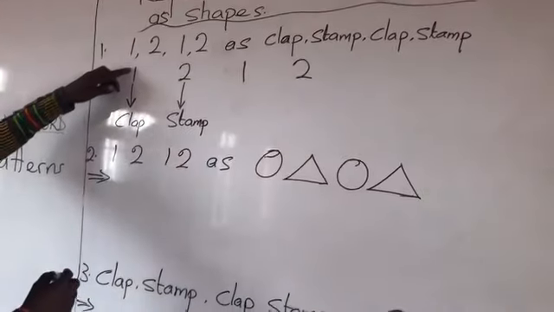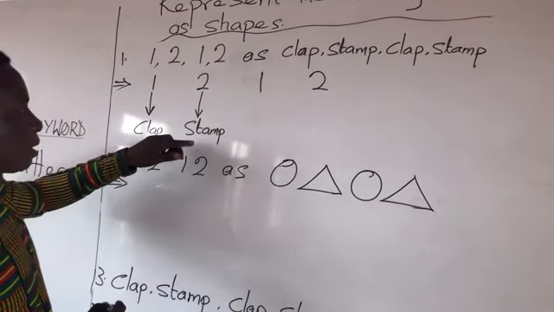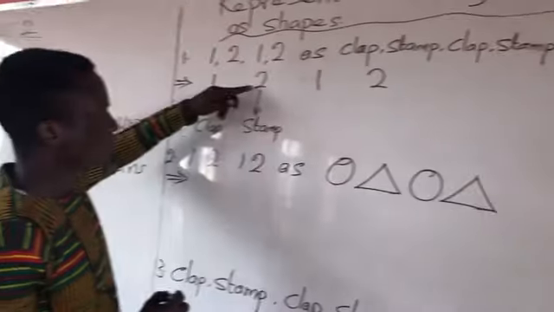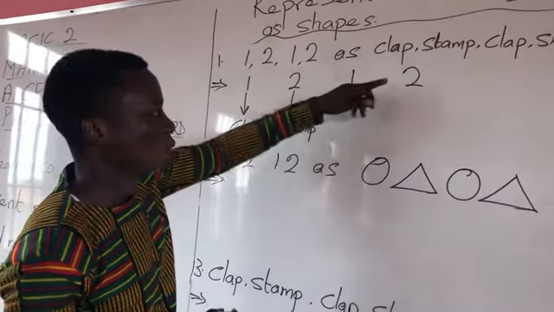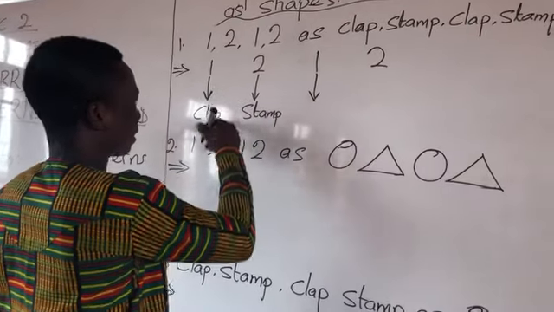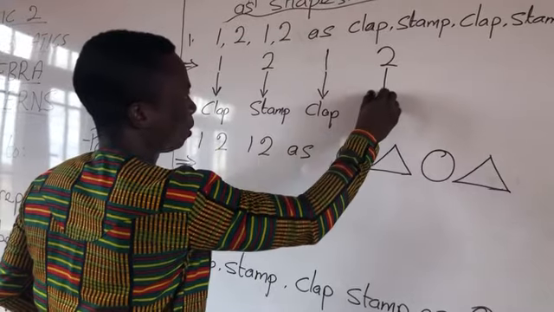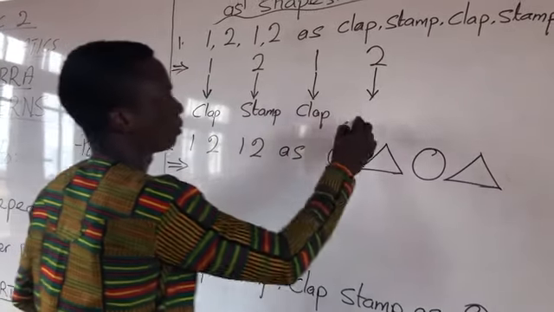So that means 1, 2, 1, 2: 1 is clap, 2 is stamp. 1 is clap, 2 is stamp. So you write clap for 1, and stamp for 2.